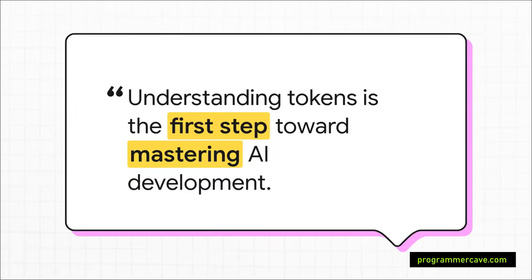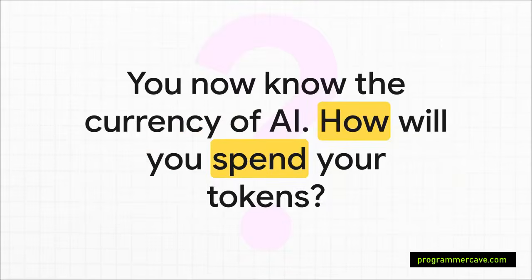At the end of the day, it really all comes down to this. If you want to truly work with AI, whether you're a developer, a designer, or just a power user, getting a solid grip on tokens is the absolute first step. It's the key to everything else. So there you have it. We've demystified the core currency of modern AI. You now get the language it speaks and the money it spends. So the only question left is, how are you going to spend your tokens?